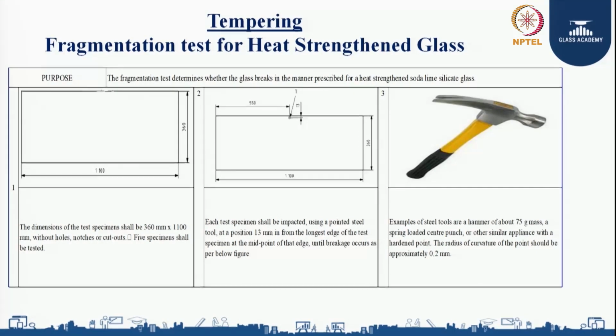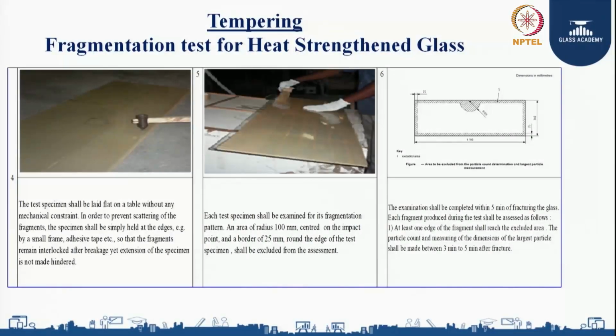I will be measuring the midpoint of the longer side, that is 550 mm, and I will be leaving half an inch from the edge, that is 13 mm. With the help of a punching tool, a center punch or any hammer, I will be impacting the glass. Before impacting, I will be ensuring that there is no scattering of the particles. And from the breakage point, I need to leave a 100 mm arc, and I need to exclude 25 mm on the periphery of the glass.